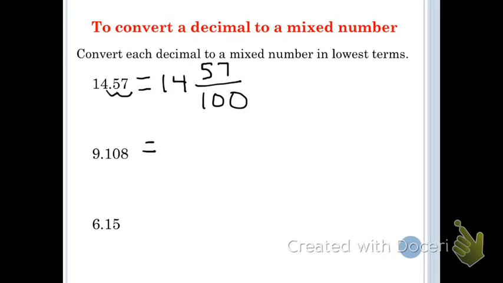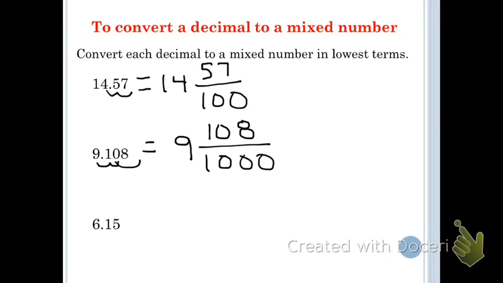9.108. The whole number part of our mixed number is 9. 108 is our numerator. 9 and 108 thousandths. This needs to be simplified. We can divide the numerator and the denominator by 4. And that will give us 9 and 27 250ths.